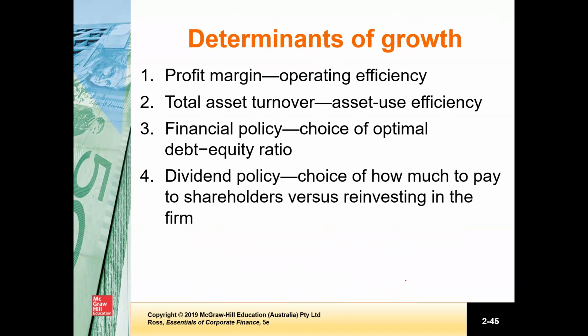Total asset turnover is asset management efficiency, or asset utilization efficiency. An increase in the firm's total asset turnover increases the revenue generated for each dollar of your money invested in assets. So this decreases the firm's need for new assets as revenue grows and thereby increases the sustainable growth rate. Notice that increasing total asset turnover is the same as decreasing capital intensity.